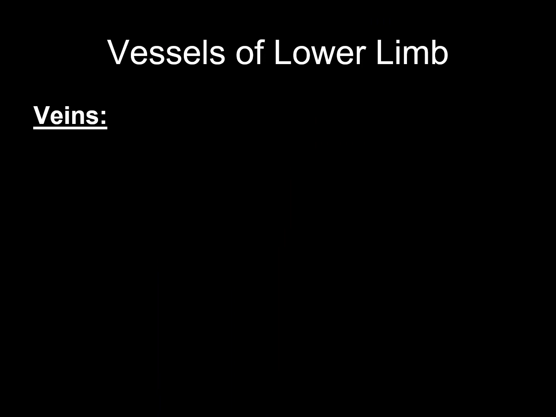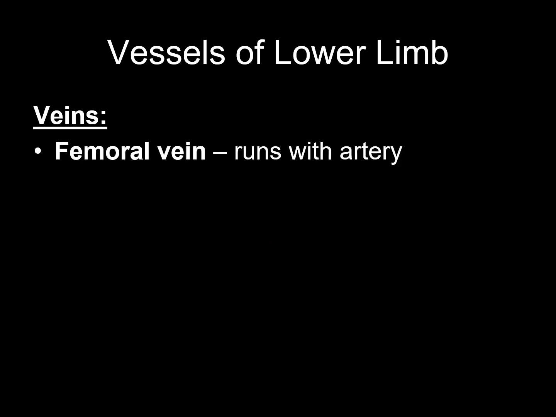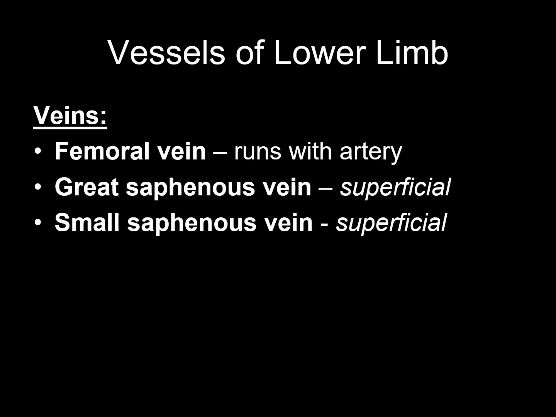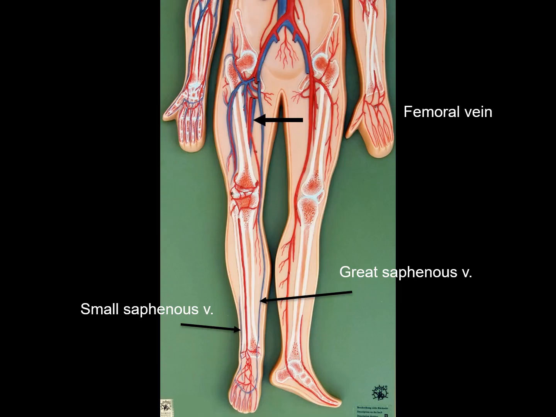So if we look at the veins of the lower limb, it's going to be very similar. We've got some deep ones and we've got some superficial ones, but we're not going to talk about as many veins as we did in the upper limb. So we have the femoral vein, which is going to be our deep vein that runs with that femoral artery. And then we have two superficial veins, the great saphenous and the small saphenous vein. So again, not as many veins as the upper limb, so we're not doing quite as many vessels on the lower limb. So what do those guys look like?